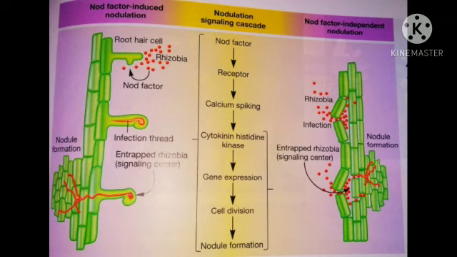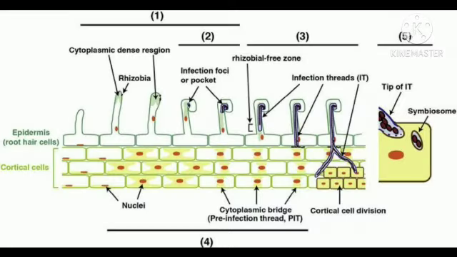This results in oscillation in the levels of intracellular calcium, which is also called calcium spiking. Now this calcium spiking triggers the root hairs to curl. So this nod factor promotes root hair curling and plant cortical cell division. As we can see in this figure, the cortical cell division occurs at the later stage of infection. The nod factor first enters the root hairs and migrates to their nuclei, and then root hair deformation occurs.